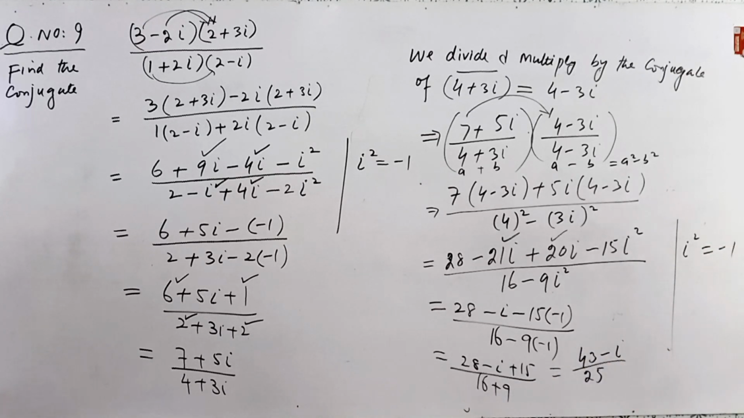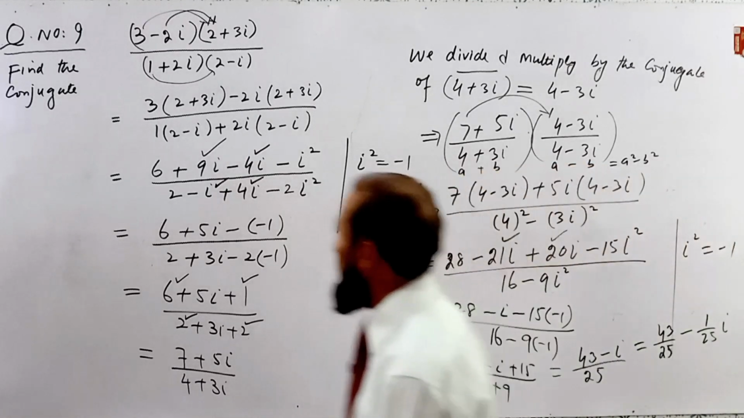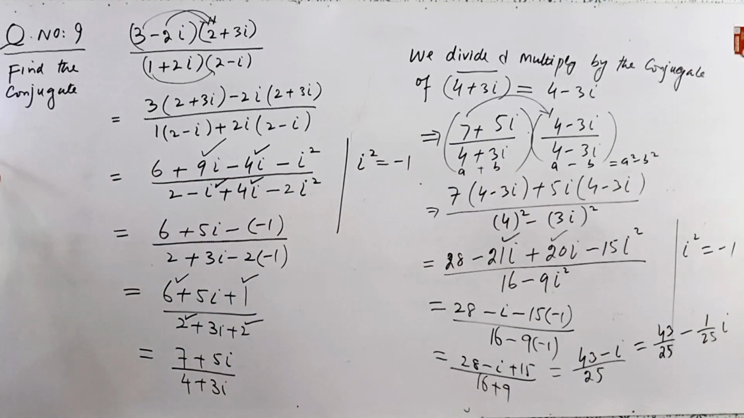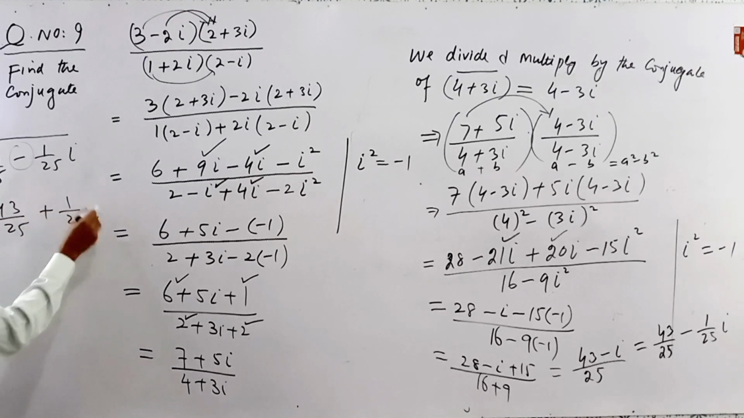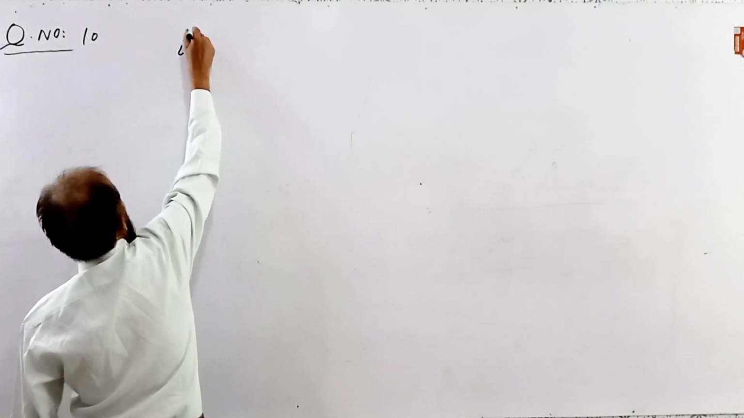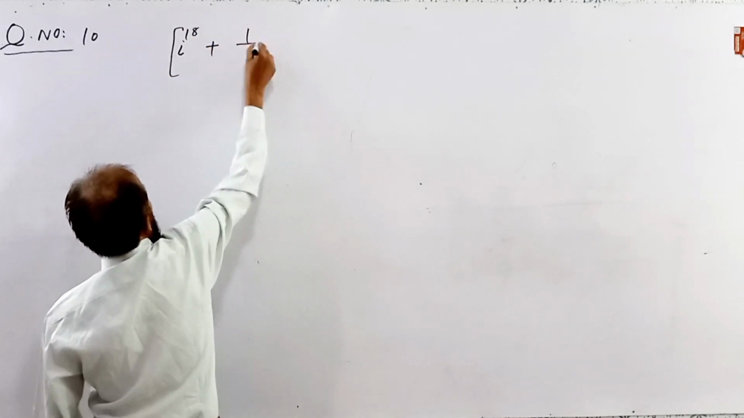Now we write the conjugate. We separate the real part and imaginary part: 43 by 25 minus 1 by 25 i. Now we take the conjugate of the final term, so the sign is changed: 43 divided by 25 plus 1 over 25 i. This is the required conjugate.